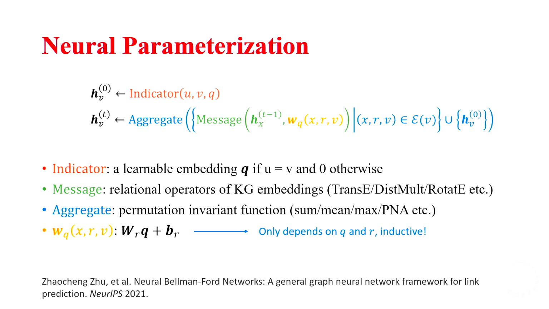Since the only thing for which we actually have an embedding are the relations, this is inductive. So we can just pre-train our method on one graph, on one biological knowledge graph, and then apply it to another.